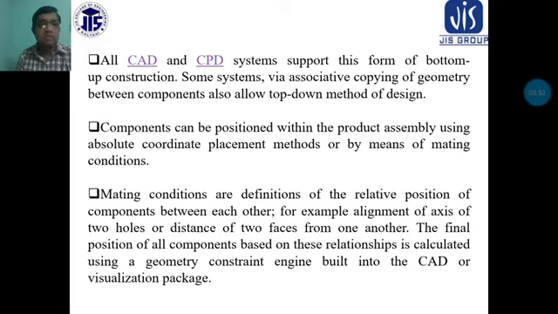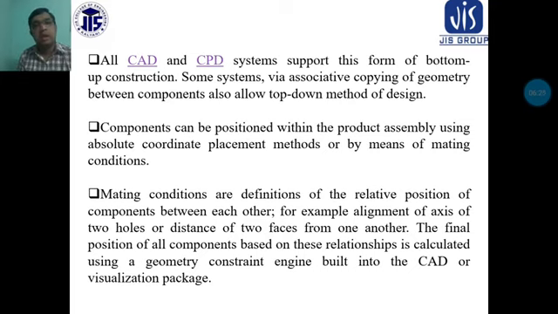The components can be positioned within the product assembly using the absolute coordinate placement method or by means of matching conditions. That means you have to give some matching conditions, as well as the absolute coordinate placement system used for the product assembly. The matching conditions are definitions of the relative positions of components to each other.